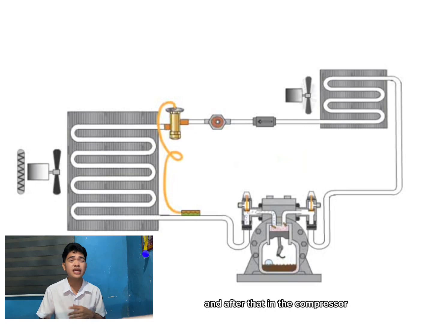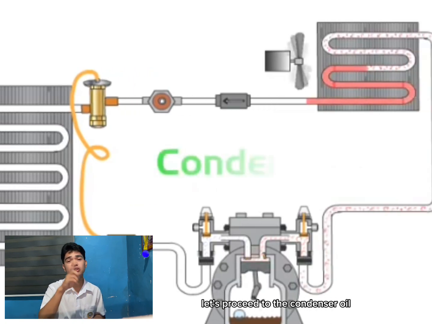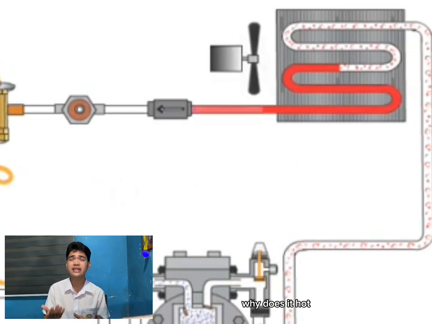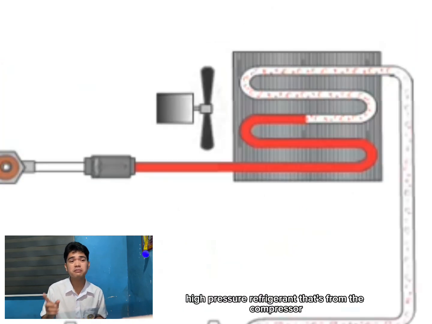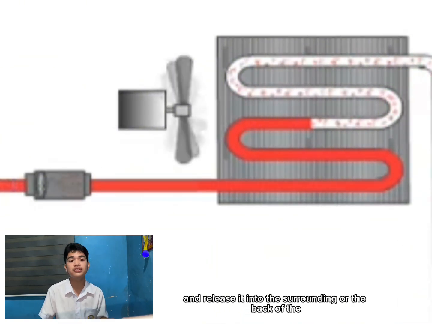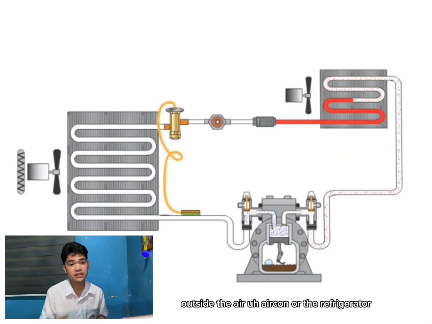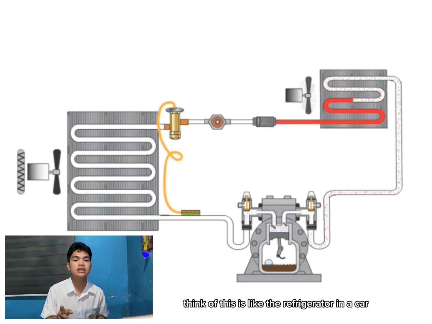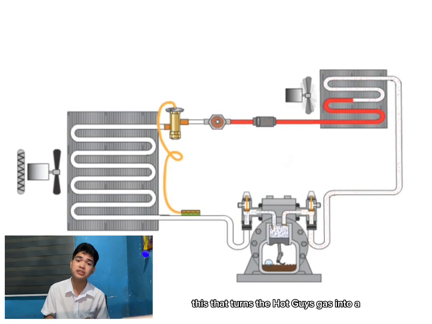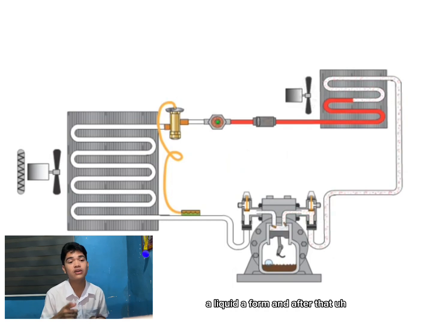And after the compressor, let's proceed to the condenser coil. The coil is considered the heat releaser. The high-pressure refrigerant gas from the compressor passes through the condenser coil and releases heat into the surroundings, at the back of the house of the aircon or the refrigerator. Think of this like the radiator in a car. It releases the unwanted heat.